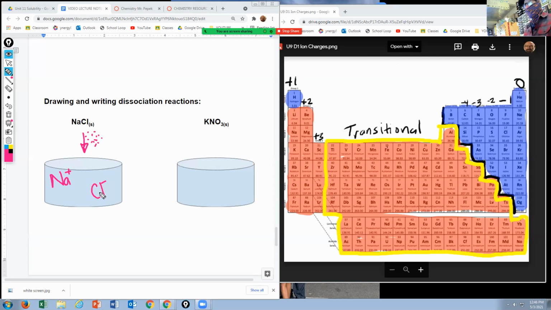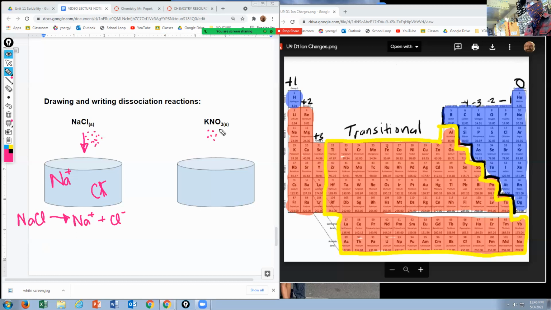There's always going to be a balanced charge in solutions. And we would write that as NaCl breaks apart or turns into Na+ plus Cl-. Sorry, that's a Cl. Let me make that my cursive L, whatever. Okay, so this next one, this is a solid as well.